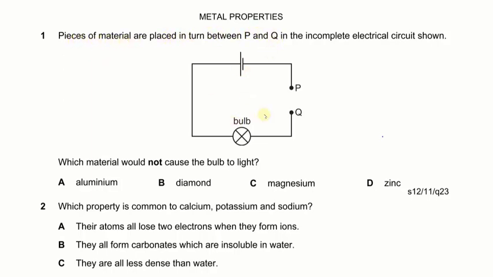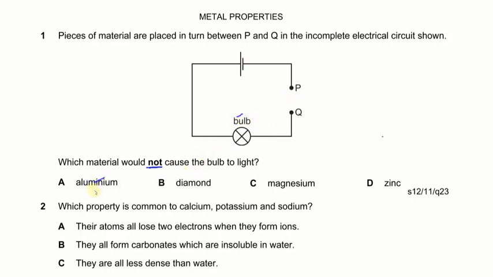and Q. We got this circuit and there are 2 points P and Q in the incomplete electrical circuit shown. Which material would not cause the bulb to light? So we need a material over here that does not conduct electricity because it's not causing this bulb to light. That means it should be a non-conductor of electricity.